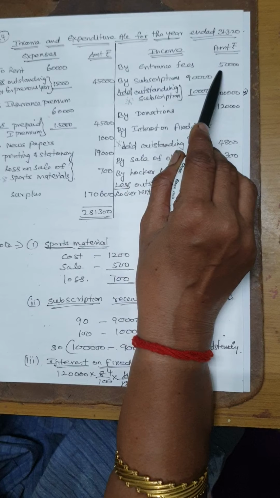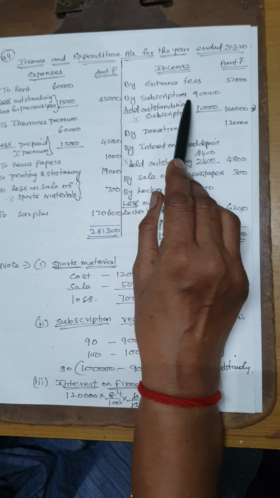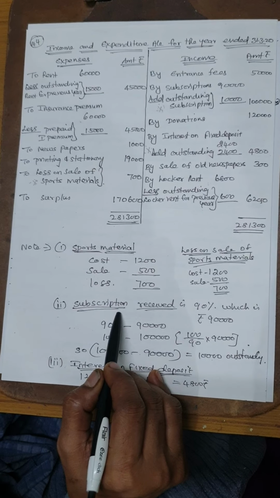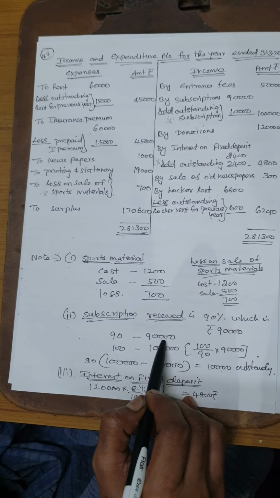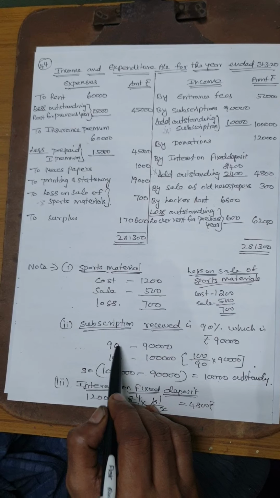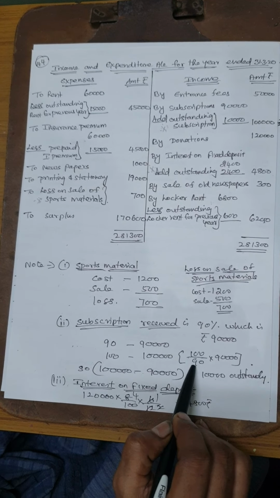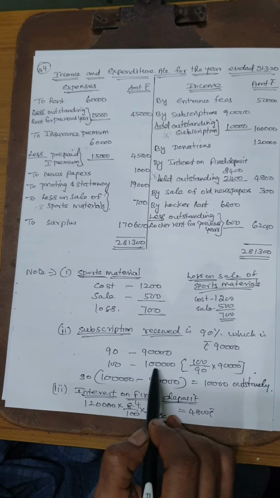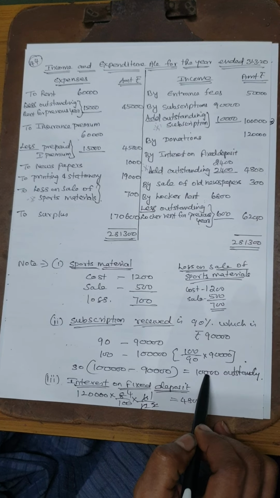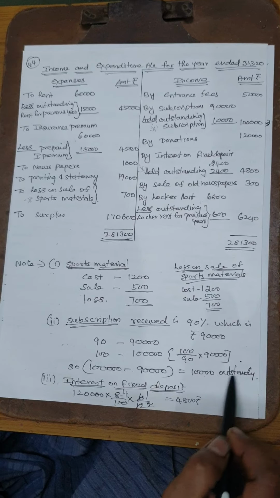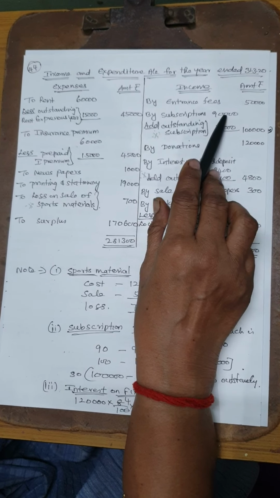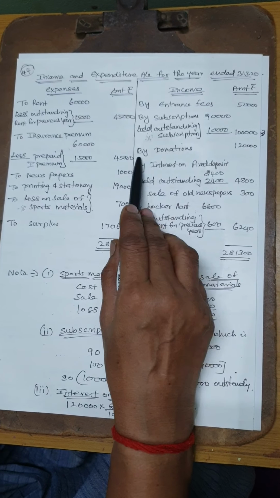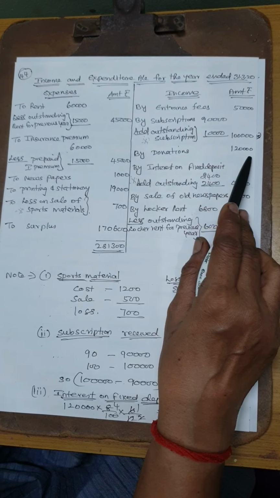By entrance fees 50,000. Subscription, it's given in the question 90% is received and it is given as 90,000 in the receipts and payments account. So therefore 100% will be 100 by 90 into 90,000. You get 1 lakh. So the difference between 1 lakh and 90,000 is 10,000. This is only outstanding yet to be collected. So the collected amount is 90,000, outstanding subscription is 10,000. So 1 lakh. By donations, 1 lakh 20,000.